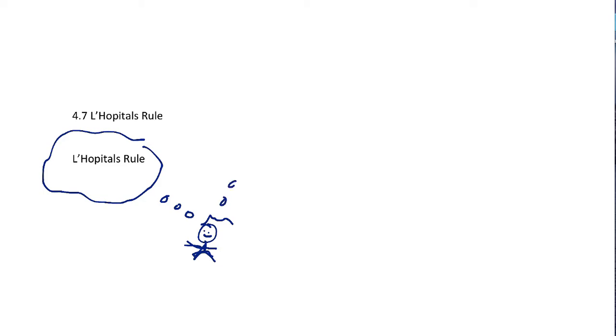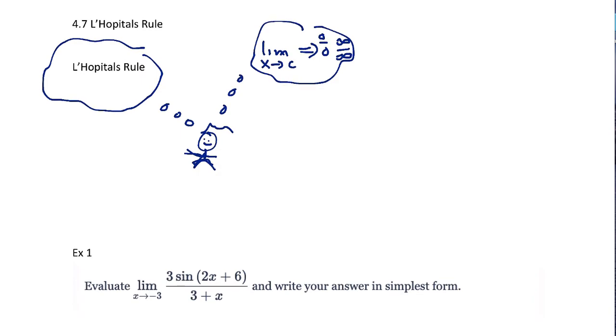You should be thinking about L'Hopital's rule when you do a limit as x goes to any value. It doesn't matter what the value is. And that limit produces 0 over 0 or infinity over infinity. If it produces either one of those, you should think, hey, I think I need to use L'Hopital's rule. So here's what L'Hopital's rule says.